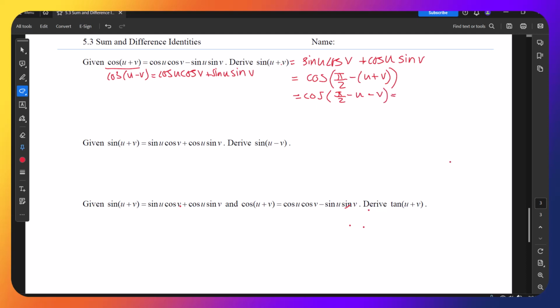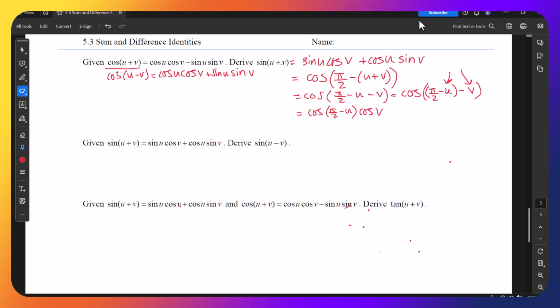And again, rewrite that as cosine of pi over 2, I'm going to do a little bit of regrouping, and then minus v. Okay, because I need to make sure that these two quantities include each one of the two angles. I don't want to have u and v combined. I want to have u as one quantity and v as the other quantity. Okay, now going back to cosine of a difference, I'm going to use the difference identity. So it's going to be cosine of the first angle, pi over 2 minus u, times cosine of the second angle, v.